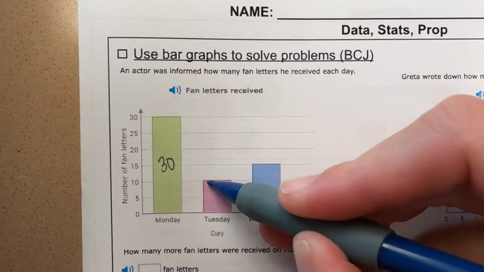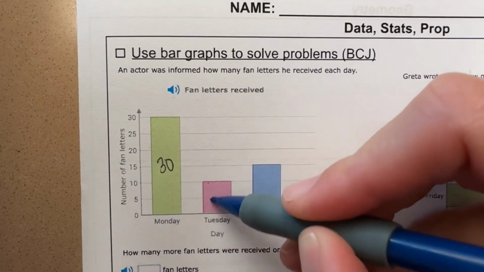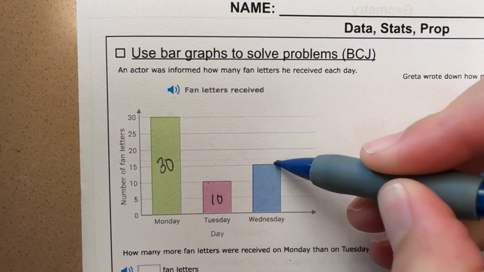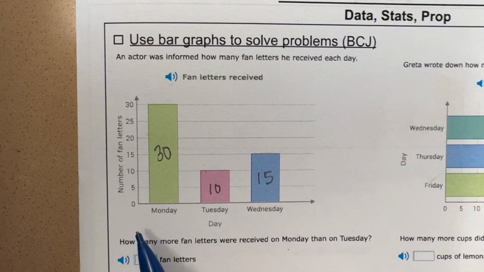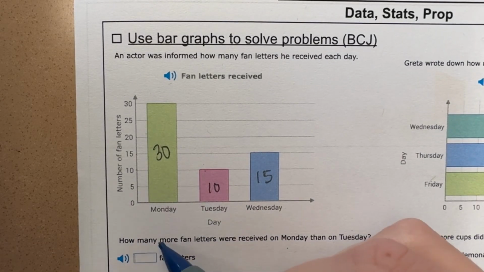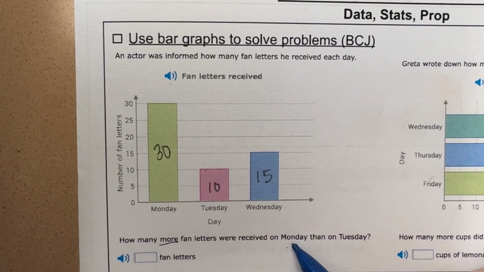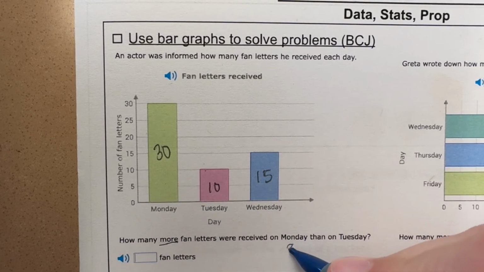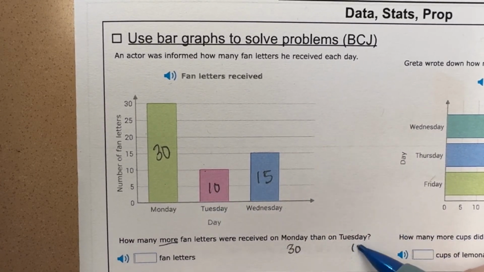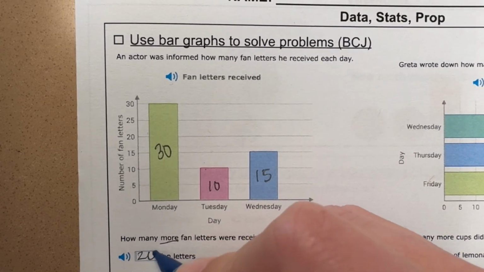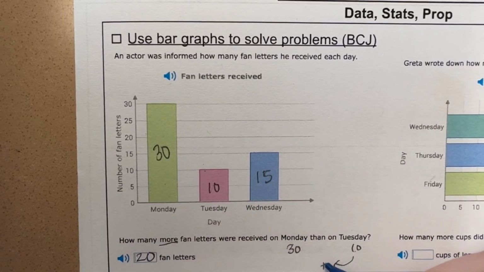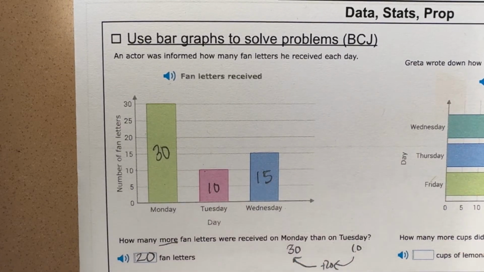This day he received, look, let's look where the line is, 10. And this day, look, he received 15. Okay, so now let's look at the question. How many more fan letters were received on Monday than on Tuesday? Okay, so on Monday he received 30, and on Tuesday he received 10. So how many more on Monday? Well, 30 minus 10, it was 20 more, right? 10 plus 20 would be 30.